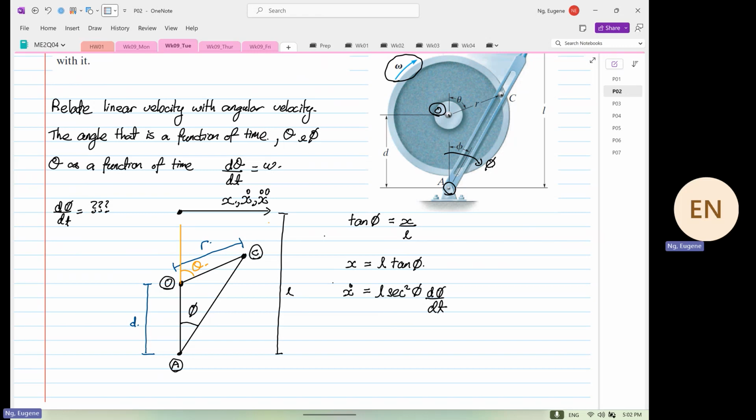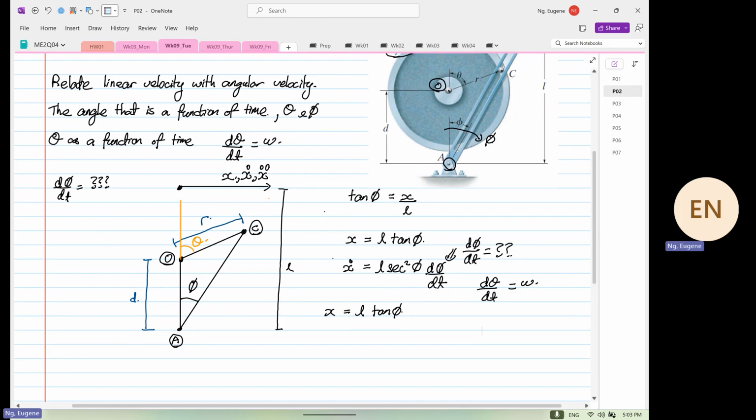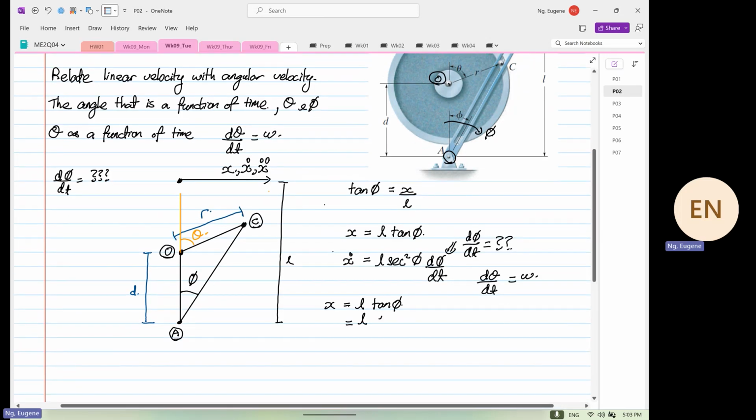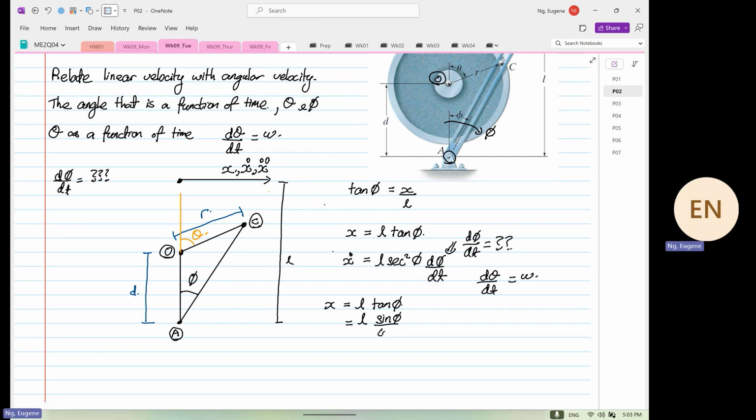This is the most obvious step to take. But we can't do this because d phi over dt is unknown. What we only know is that d theta over dt is equal to omega. So from here, we look back at X is equal to L tangent phi. We know that this can be expressed as L sine phi over cosine phi.